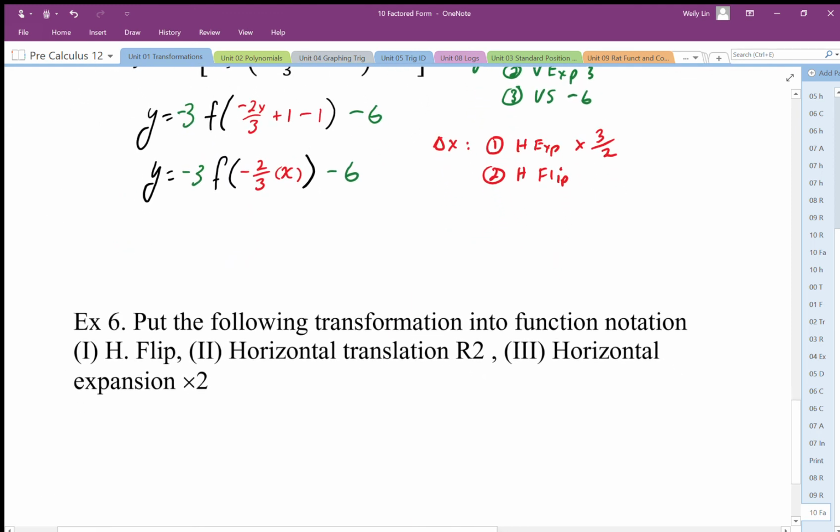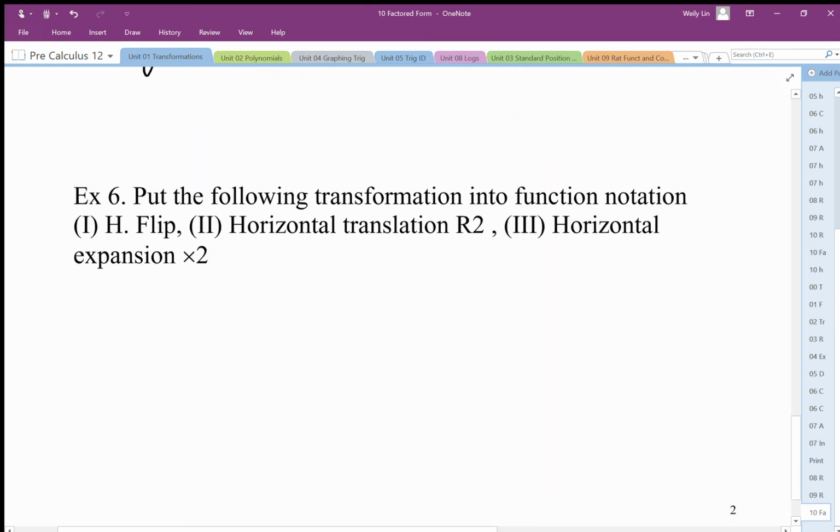So then the last thing is, if I'm given the transformation and I want to write it into function notation with my shift last, I can always expand. So in this case, let's read the transformation. It's a horizontal flip, horizontal translation, horizontal expansion by 2. This is not shift last. However, I can always put it into shift last form after I rearrange it. So this is the do part of it. This is my description, what I'm actually going to do.